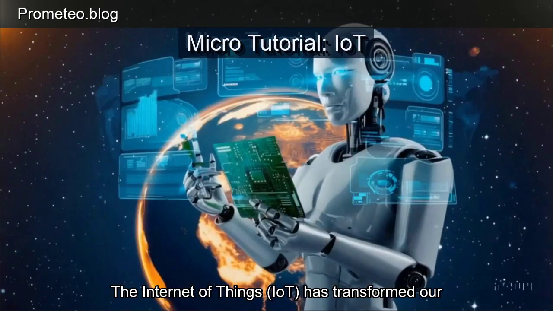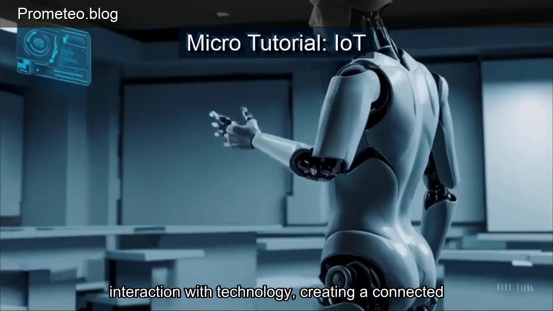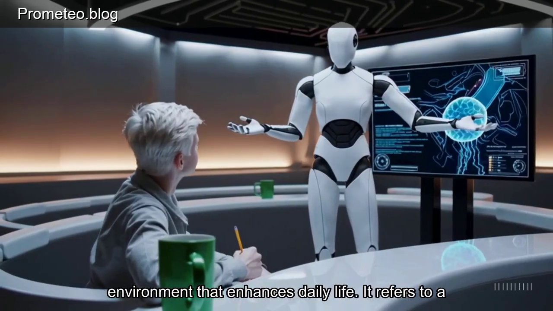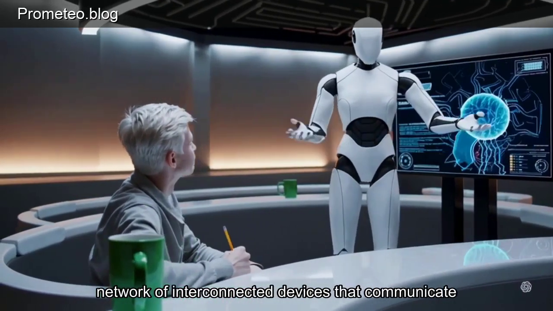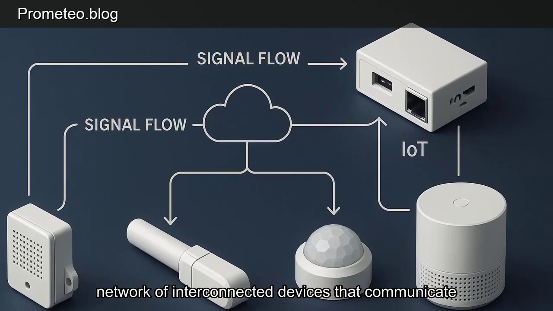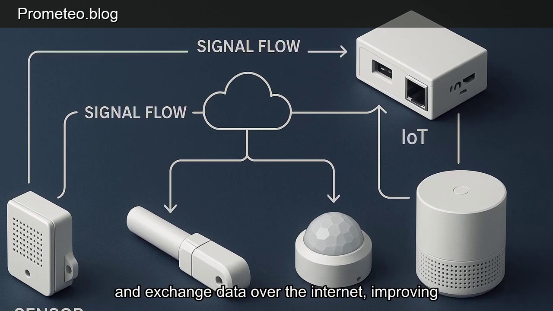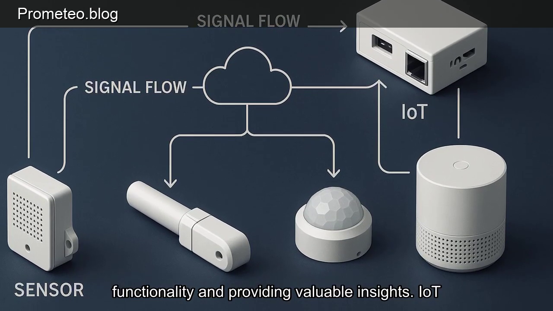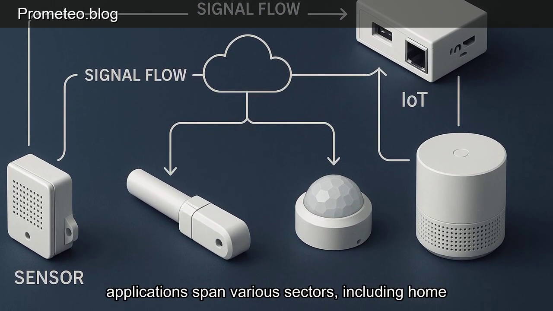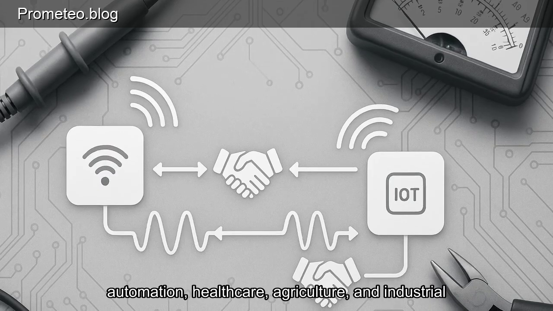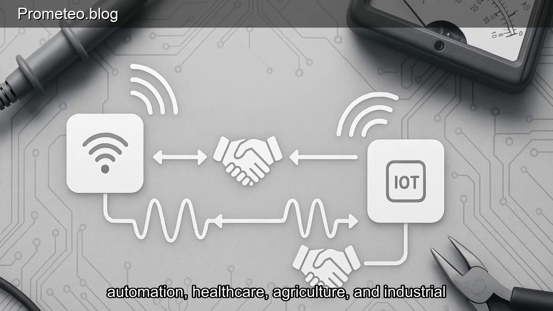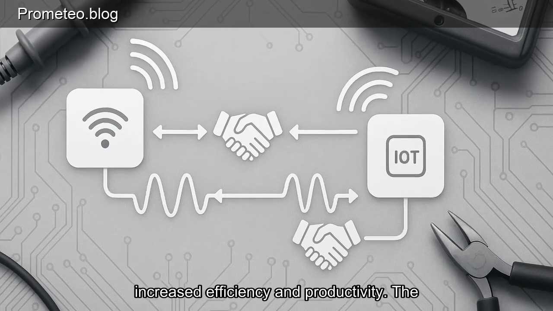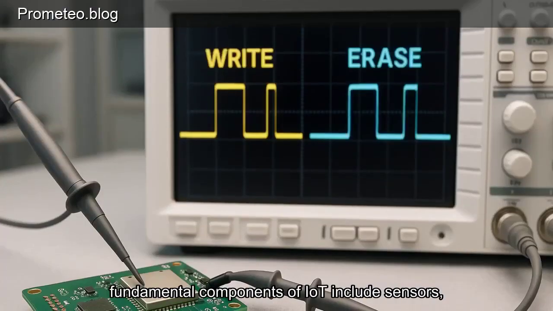The Internet of Things, IoT, has transformed our interaction with technology, creating a connected environment that enhances daily life. It refers to a network of interconnected devices that communicate and exchange data over the Internet, improving functionality and providing valuable insights. IoT applications span various sectors, including home automation, healthcare, agriculture, and industrial processes, enabling devices to work together for increased efficiency and productivity.